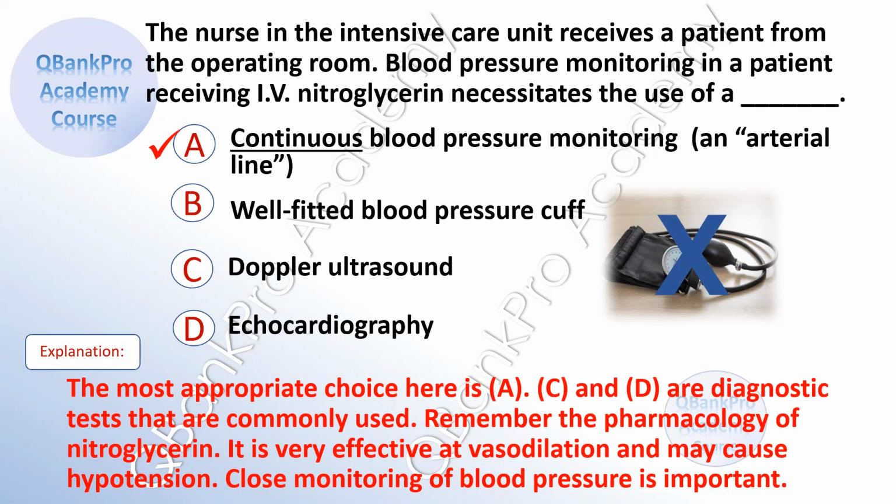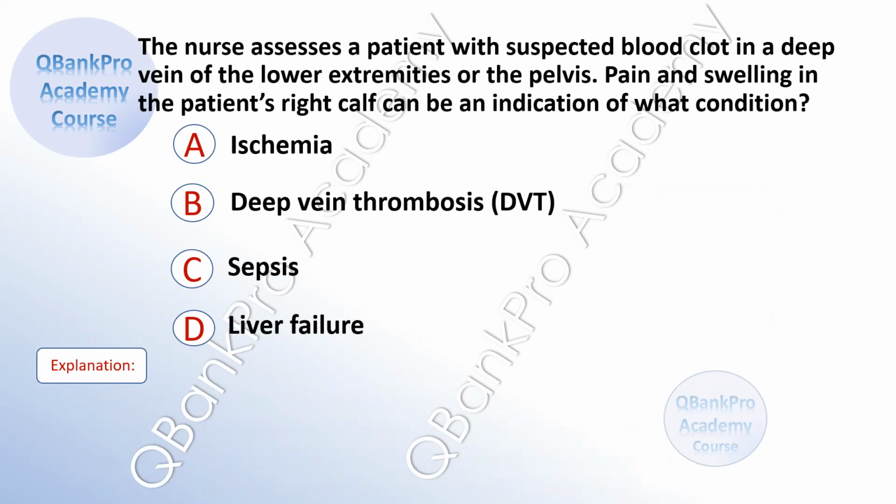Explanation. The most appropriate choice here is A. C and D are diagnostic tests that are commonly used. Remember the pharmacology of nitroglycerin. It is very effective at vasodilatation and may cause hypotension. Close monitoring of the blood pressure is important.